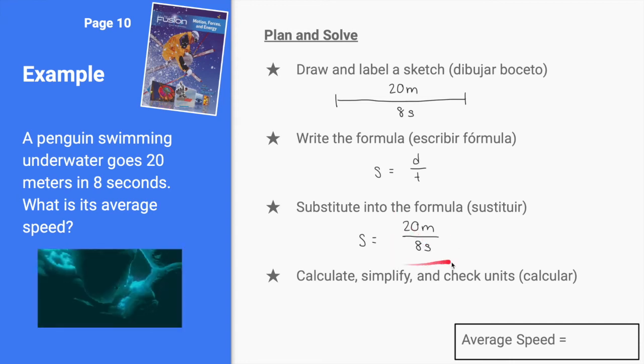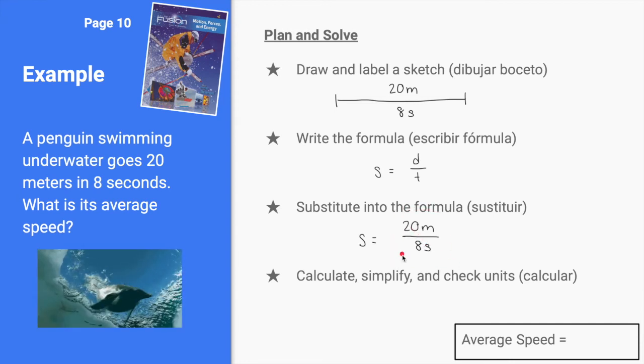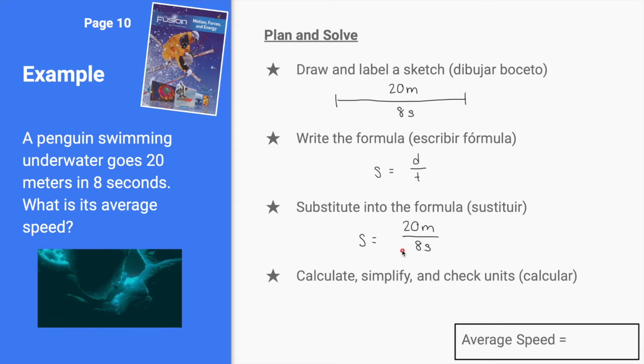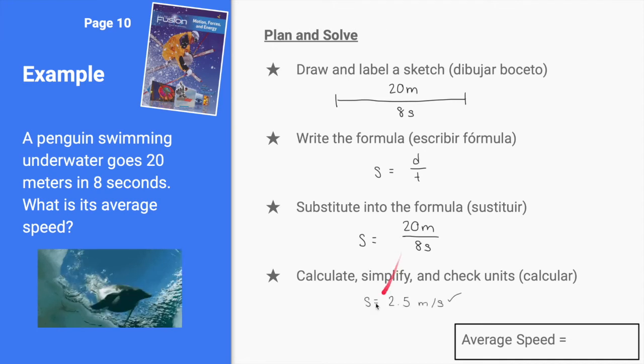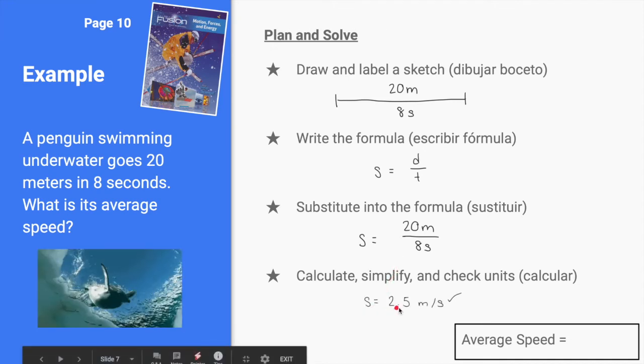Now, because we have kind of a fraction here, we're going to need to divide. So you can type into your calculator 20 divided by 8. Go ahead and type that in. And this is the answer you should get. Speed equals 2.5 meters per second.